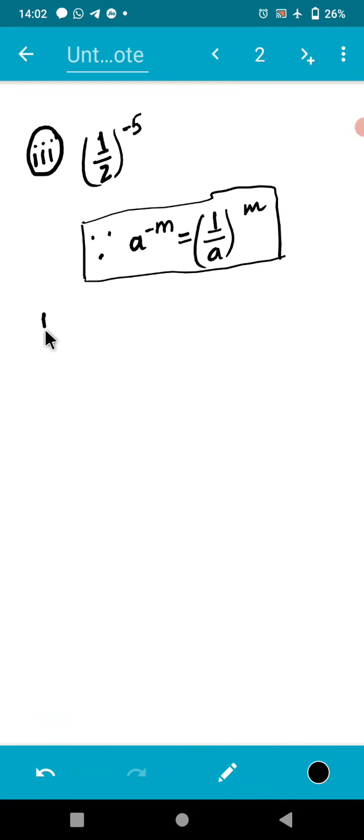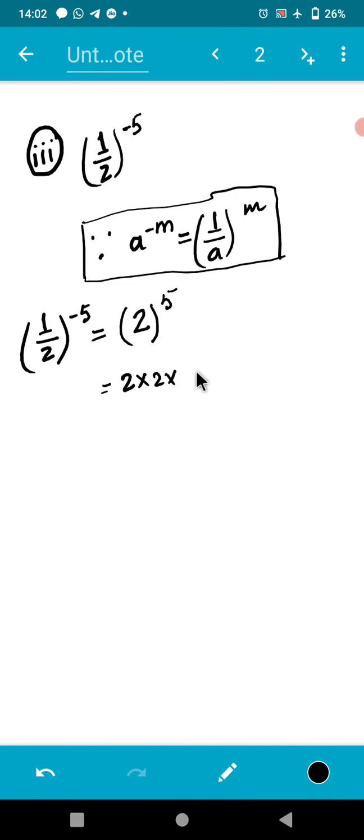Now let's write the question again. 1 by 2 to the power minus 5 would be equal to what? What is the reciprocal of 1 by 2? It is 2 by 1. Absolutely right. But in this case, we will not write 2 by 1, we will only write 2. Now we will write the power in the positive notation, that is plus 5. Now, what is the answer we will get? If you multiply 2 five times, that is 2 into 2 into 2 into 2 into 2, the answer would be 2 to the 4, 4 to the 8, 8 to the 16, and 16 to the 32.